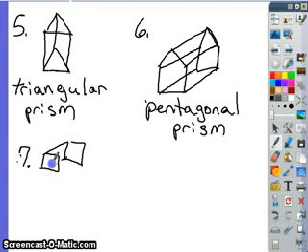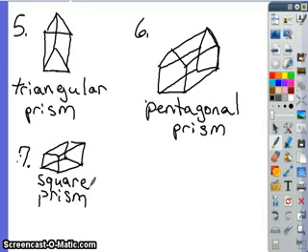What is the shape of the bases here in this prism in number 7? Square. Great. Square prism. And I'm going to put the tick marks in because we need to know that the bases are squares. Now, can I ask you a stretching question here?